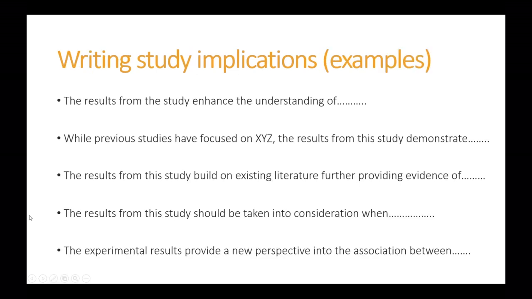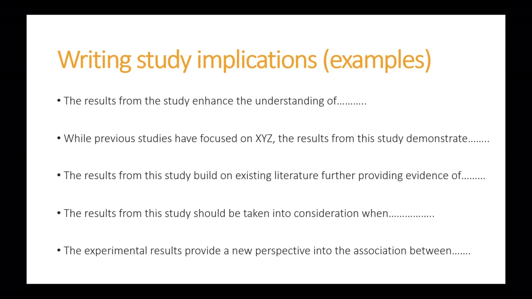So next, coming to writing study implications. Again, these are just a few examples. You can start by saying the results from the study enhance the understanding of A, B, C, or enhance the understanding of whatever your exposure or outcome is. You can also say, while previous studies have focused on so and so, XYZ, the results from this study demonstrate, right? When you're saying this, you are telling the audience what the implications of your particular results are.